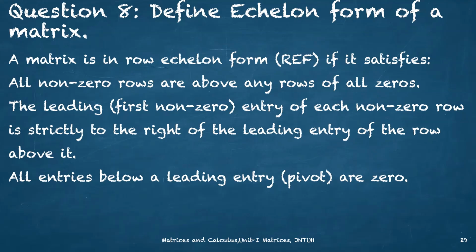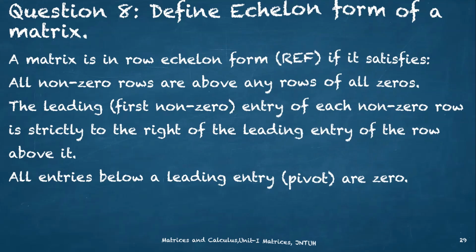Question 8. Define echelon form of a matrix. Let's now define what is meant by the row echelon form of a matrix, also called REF. A matrix is in row echelon form if it follows 3 rules. First, all non-zero rows must appear above any rows that are completely zero. Second, in each non-zero row, the first non-zero number, called the leading entry, must be to the right of the leading entry in the row just above it. Third, all the values below each leading entry, also called pivots, must be 0. These conditions help in simplifying matrices and finding their rank.